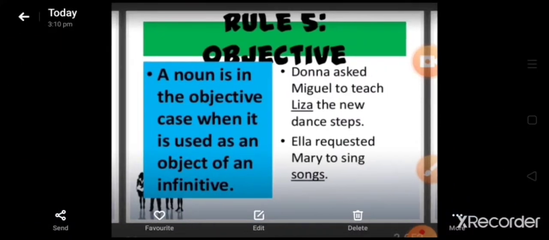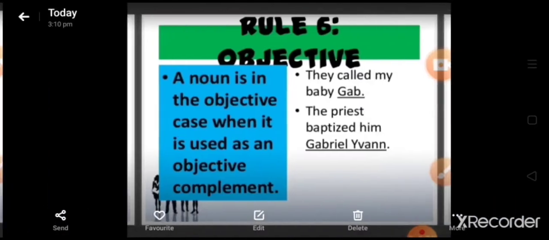Rule number five of the objective case: a noun is in the objective case when it is used as the object of the infinitive. Donna asked Miguel to teach Lisa the new dance steps. Ella requested Mary to sing the song.